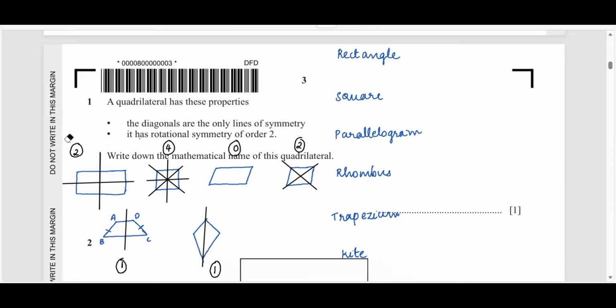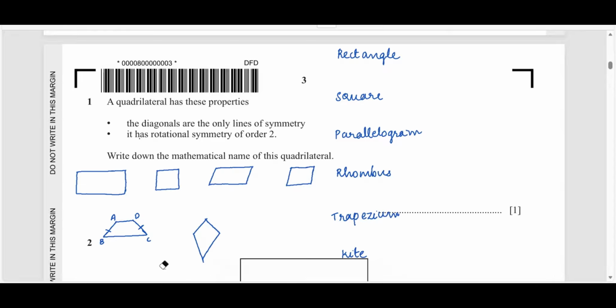Now let's discuss the rotational symmetry for all these six quadrilaterals. First of all, let's understand what rotational symmetry means. Rotational symmetry means when we rotate a shape through 360 degrees, how many times we get the exact shape. I'll show you an example. Let's say this is a rectangle here.